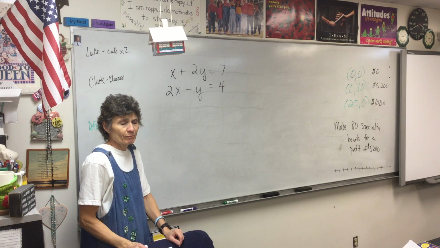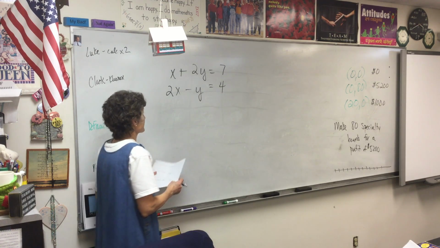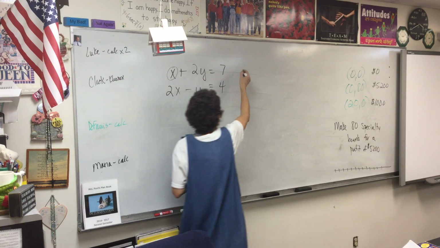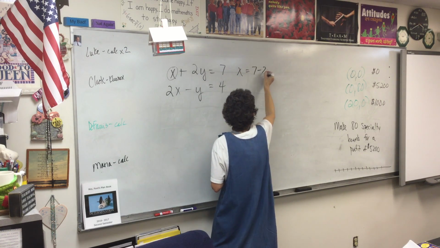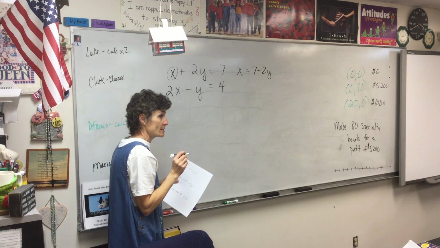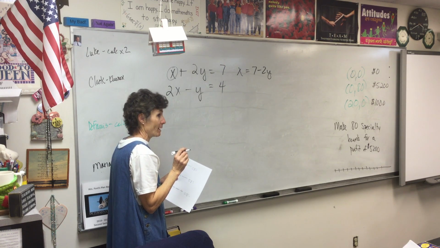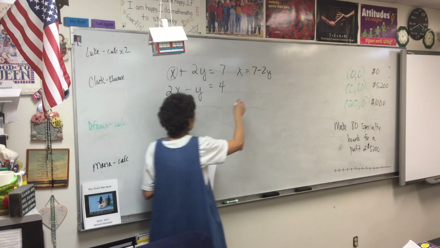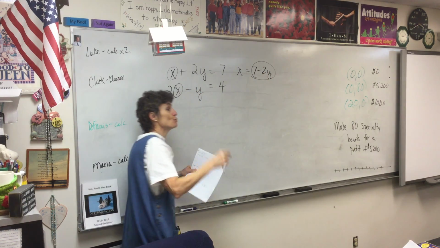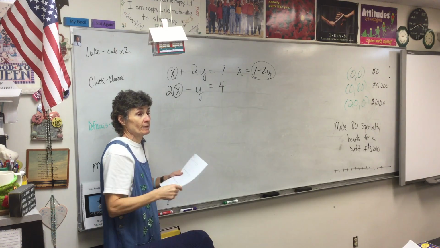All right, here we go. How do we do this? What do I need to do? Subtract the 2y over. I need to get something by itself. So maybe get this x by itself. So x equals 7 minus 2y. John, remember this substitution? Get one letter by itself. And then we're going to take this guy right here and plug it in to the other equation.